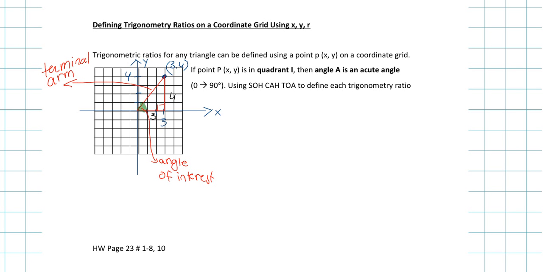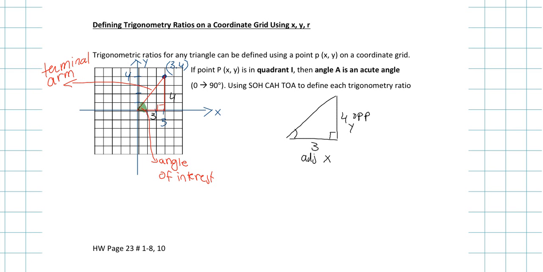So this is my angle of interest. This is 3. This is 4. We used to call this the opposite, but technically now it represents the y value, right? Because it's the y value of your point. And then we used to call this the adjacent, but now it represents the x value. Okay? So instead of using opposite and adjacent, I'm going to be using x and y.